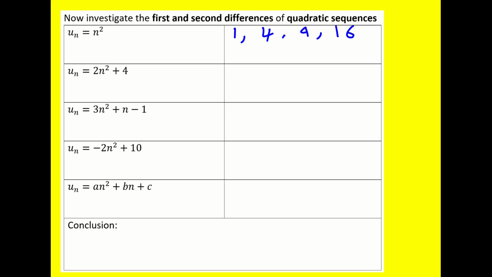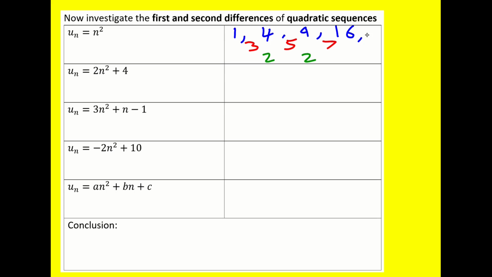This is the sequence. The first difference then is just the difference between the terms. I've got 3, 5, and 7, and suddenly we see for this quadratic sequence we don't get a constant first difference. It's actually going up in value each time. And how much is it going up by? Well, if I find the difference between the first differences, which I'm calling the second difference, I see that it goes up by 2. We've got a quadratic sequence. The first difference seems to be forming a linear sequence itself.